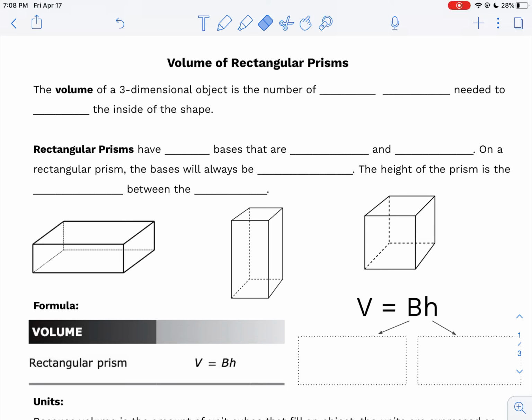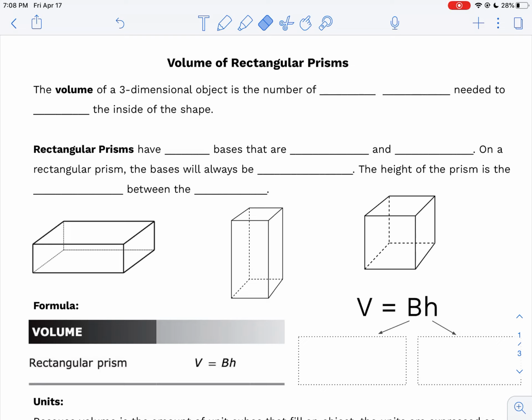Everyone, today we're going to be talking about how to find the volume of a rectangular prism. So go ahead and either get out a piece of notebook paper or you can print out this notes page that's attached on Canvas and have something to write with because you will need to be taking some notes during this video. So we're going to start with the definition of volume.